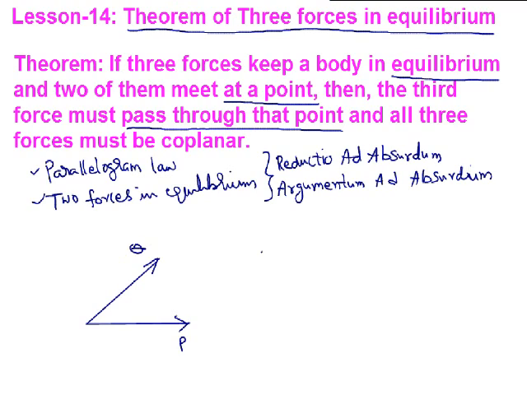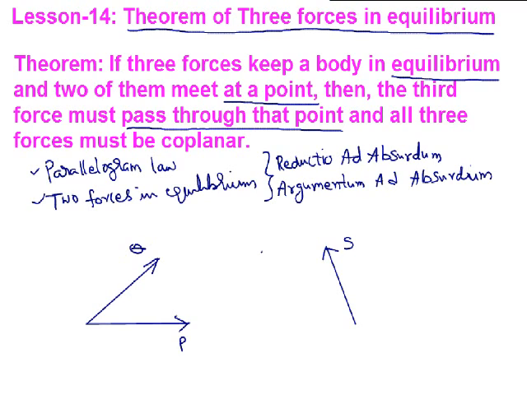So we will take the force S to be somewhere like this here, and say that the forces P, Q and S keep a body in equilibrium, which is against the theorem. Let's see what happens when we try to simplify the situation.